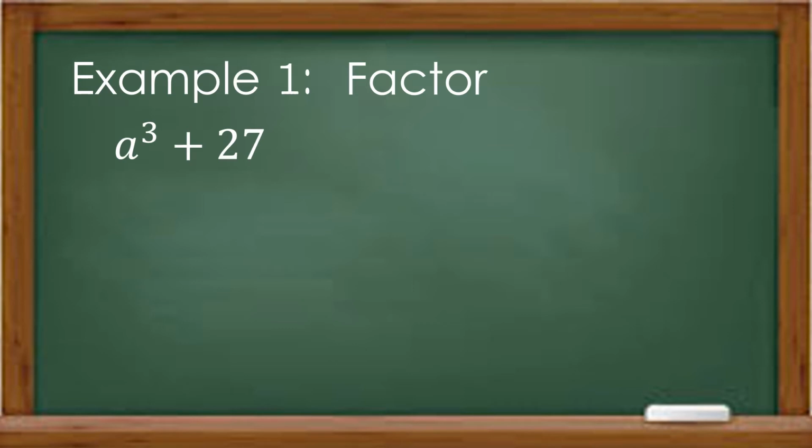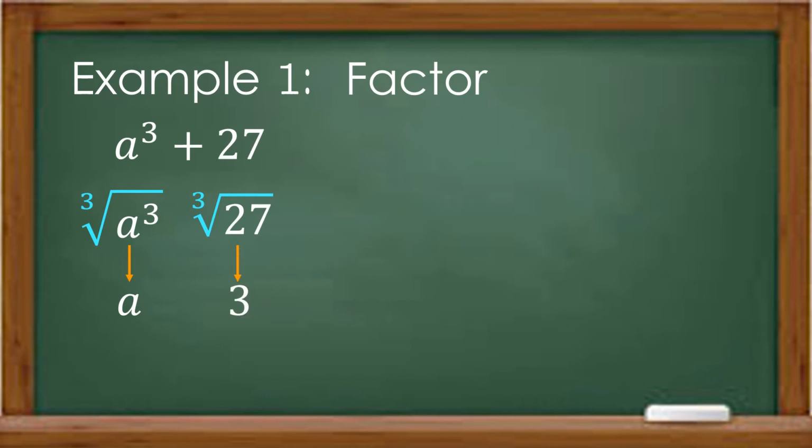A cubed plus 27 is a sum of two cubes. And we know that the factors of sum or difference of two cubes are a binomial factor and a trinomial factor. So to get the binomial factor, we get the cube root of a cubed, which is a, and the cube root of 27, which is 3. Then we can now write these cube roots as a binomial factor. So if we are factoring sum of two cubes, its binomial factor is also a sum.